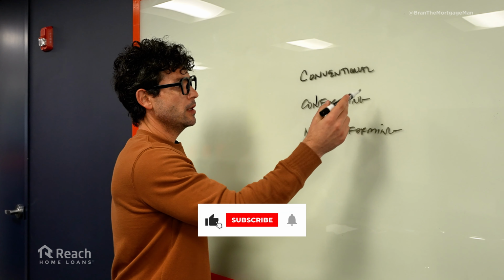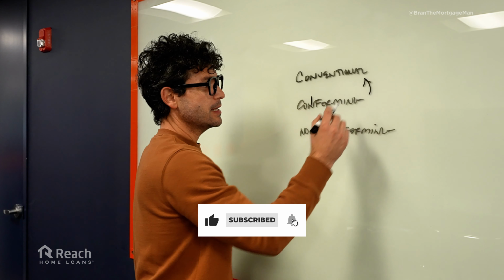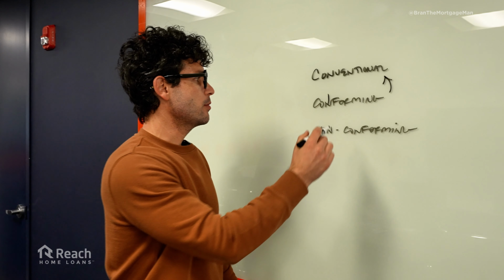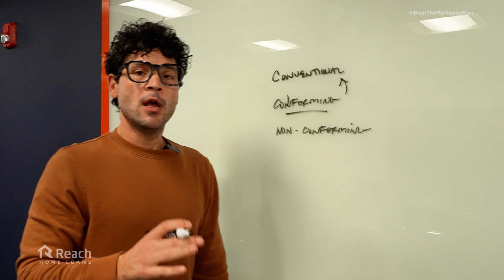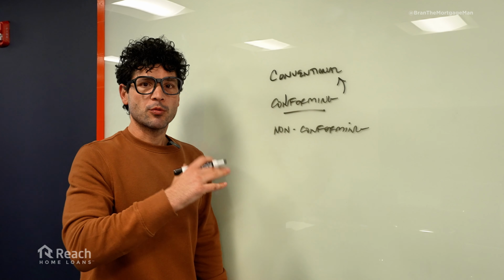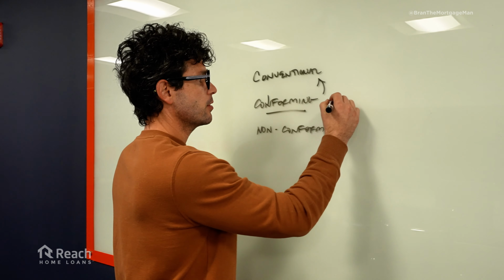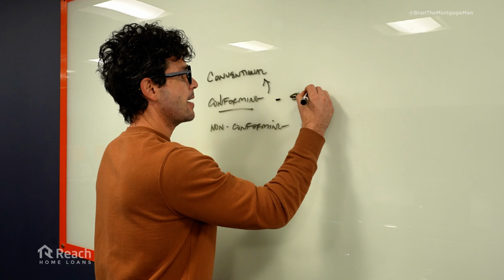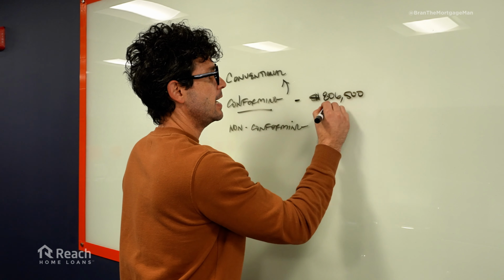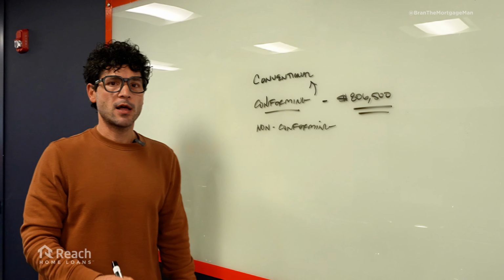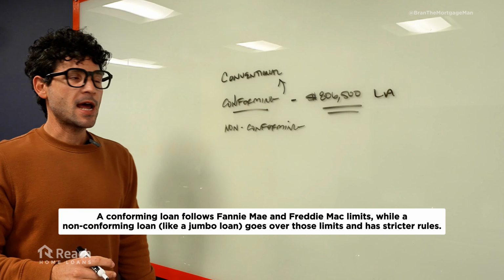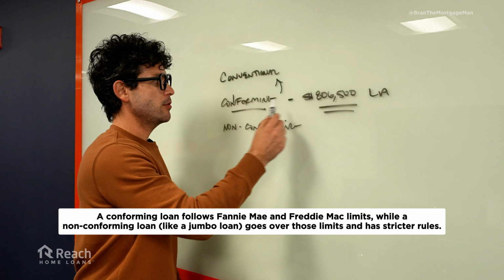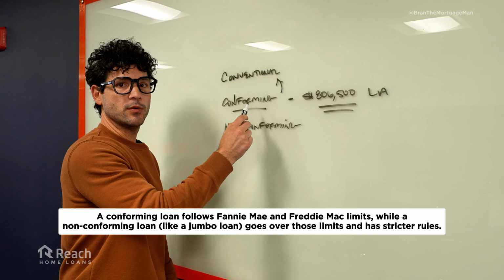Conforming loan goes hand in hand with conventional, but what makes a loan conforming is typically going to be the loan amount, right? So there are loan limits throughout the United States. Most of those on a conforming loan are going to be capped. This is for 2025 at $806,500. Not purchase price, loan amount. That means that if you borrow up to that amount, you're getting a conforming loan.